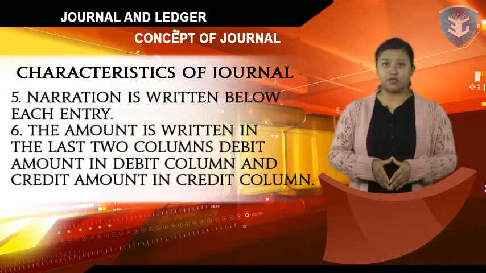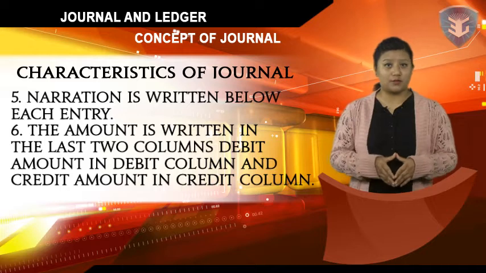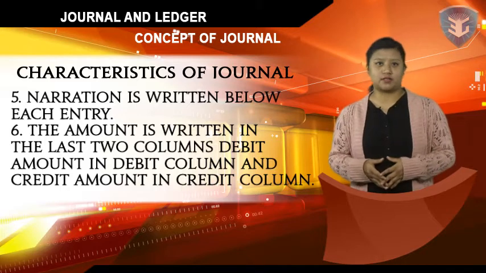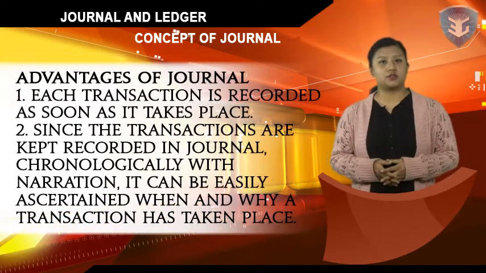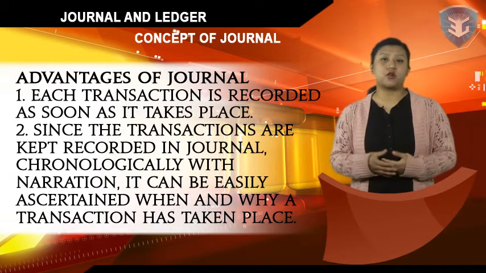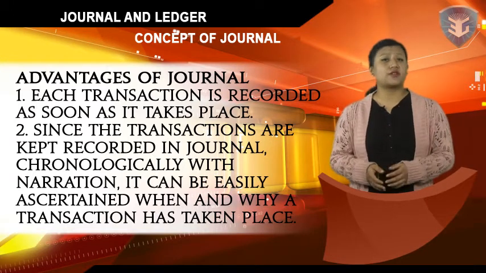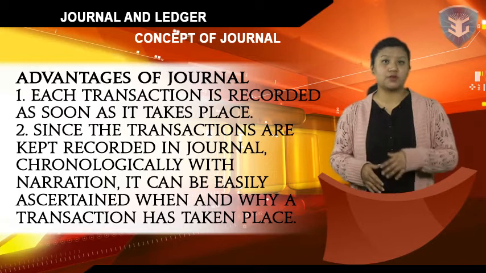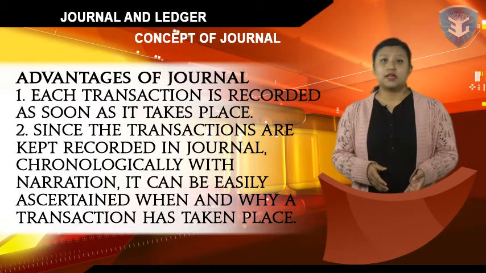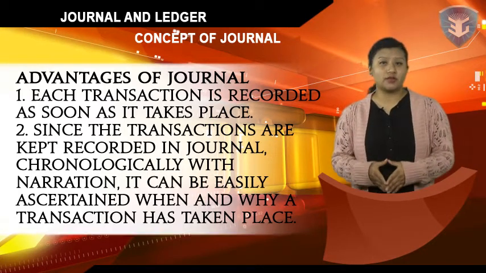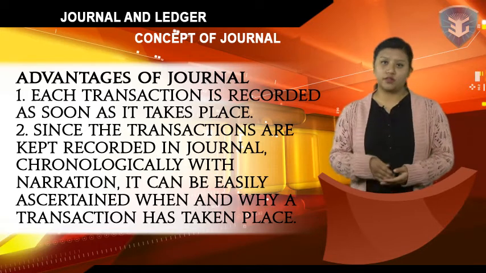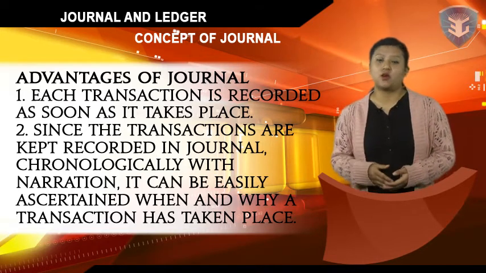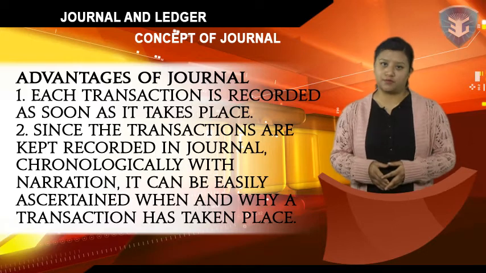The amount is written in the last two columns, the debit amount in the debit column and the credit amount in the credit column. The advantages of journals are: each transaction is recorded as soon as it takes place, so there is no possibility of any transaction being omitted from the books of accounts. Since the transactions are recorded in the journal chronologically with narration, it can be easily ascertained when and why a transaction has taken place.